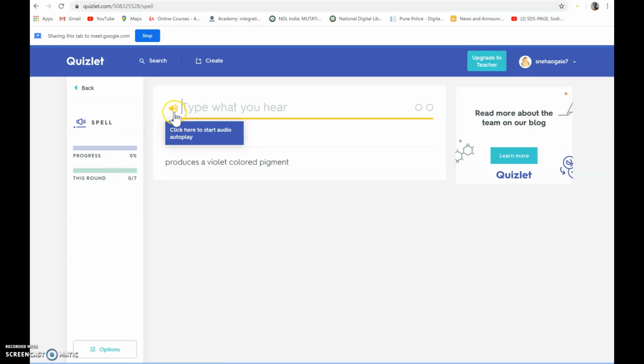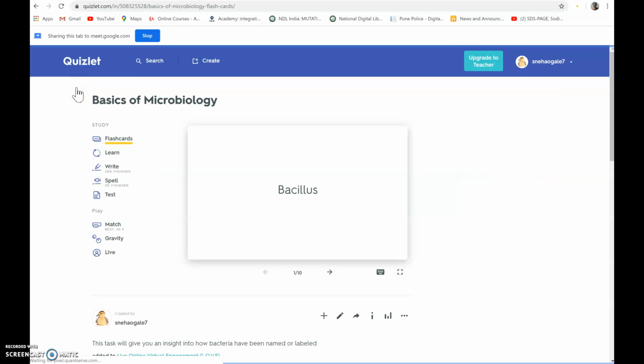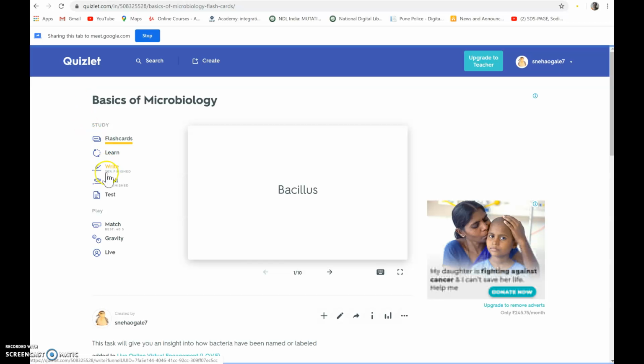So let's see. Chromobacterium violaceum. So they need to type out Chromobacterium violaceum. Sporosarcina. Sporosarcina, and in this way they would be practicing the spellings by writing them out.